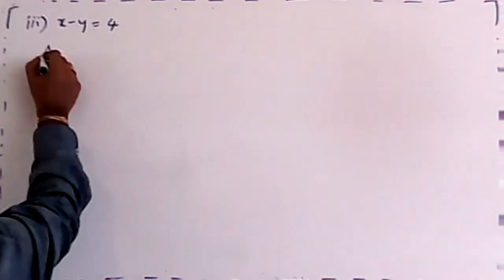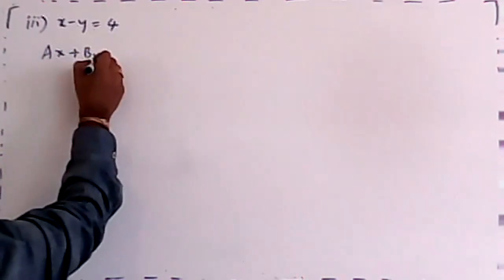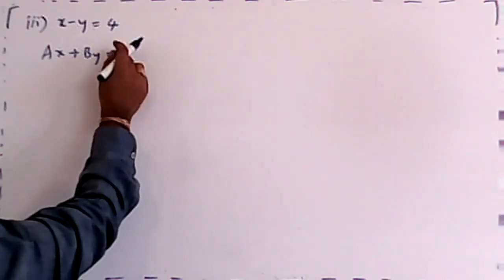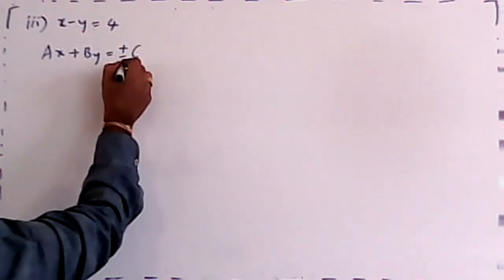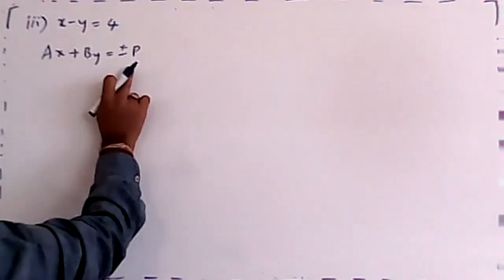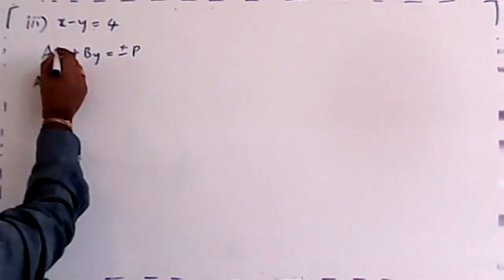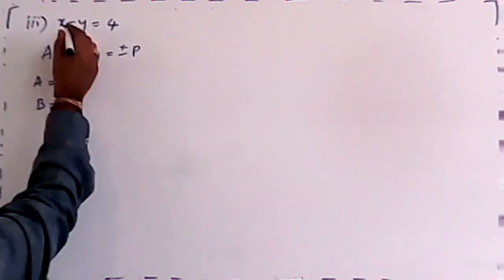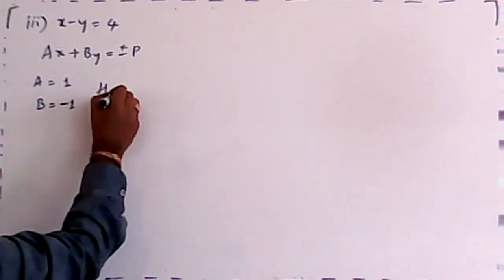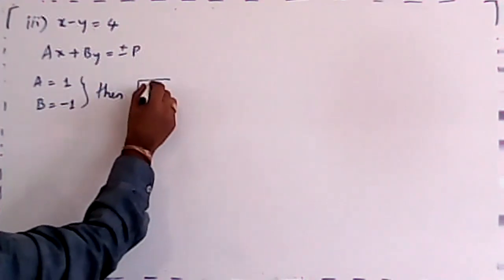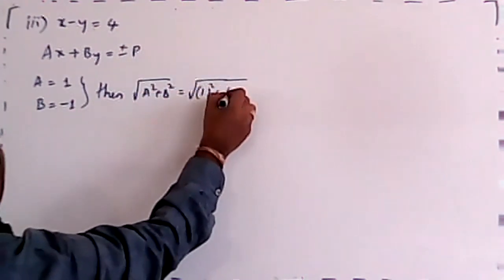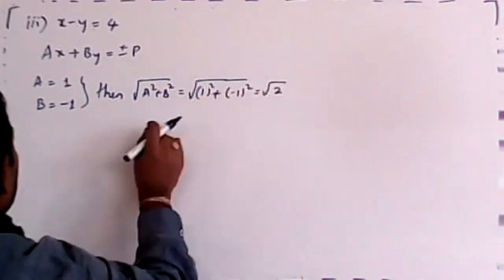It is looking like this: AX plus BY is equal to minus C or C. However, you can take now. So like the AX plus BY plus or minus P, I have made it positive P only here. A is equal to 1. B is equal to -1 here also, right? Then root of a square plus b square is equal to root of 1 square plus -1 whole square, nothing but root 2, correct?